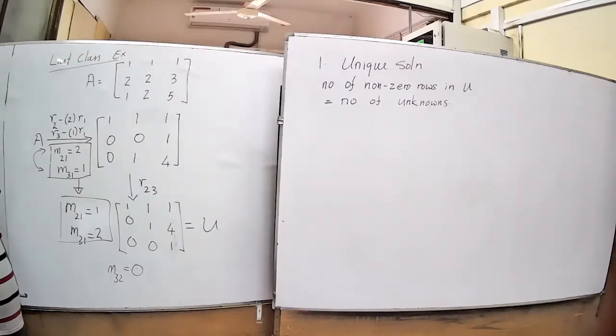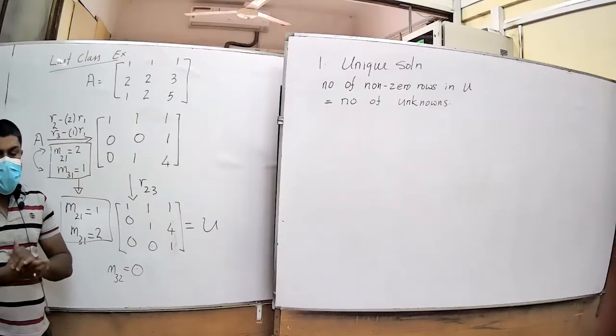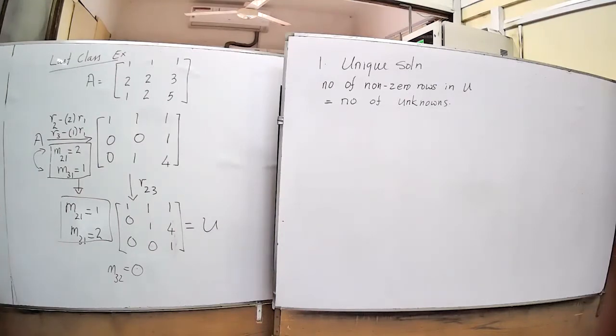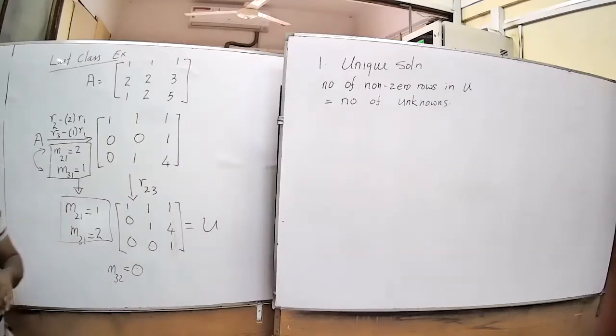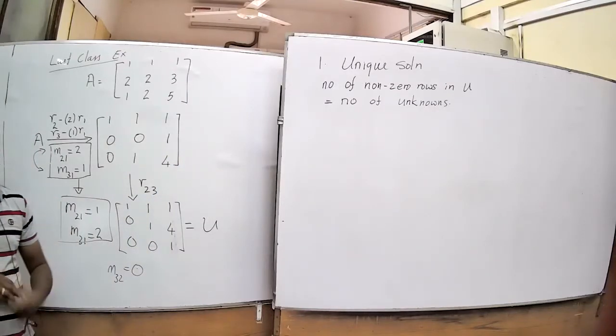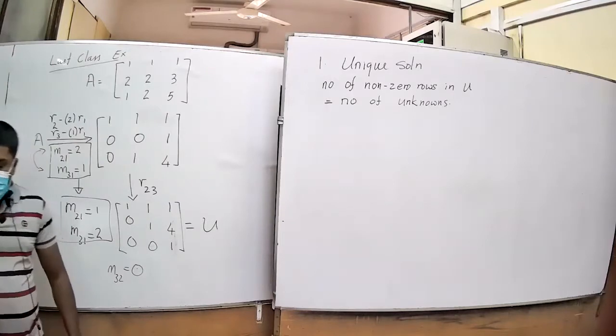we convert the system into an upper triangular system, the number of non-zero rows in U is equal to the number of unknowns, then we have a unique solution. I gave you two examples also in the last class, right? So for the unique solution case.